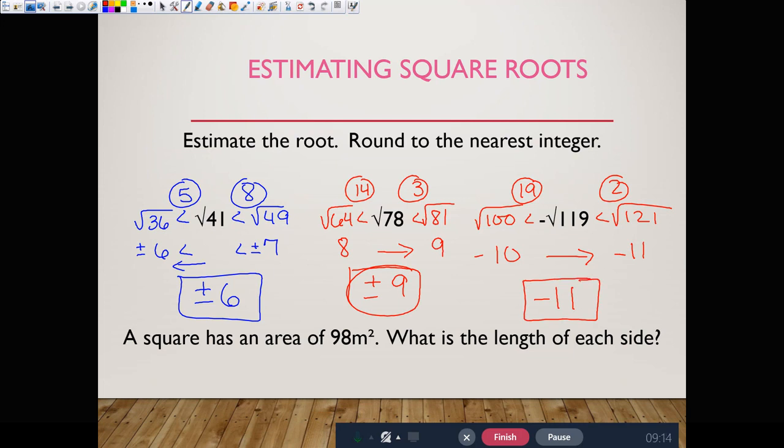Right. A square has an area of 98 meters squared. What is the length of the side? So this one is a little bit different. Because we're looking for length, we're not going to have a negative and a positive. And when we round on length, we would always round down on length. Okay? So we round down on length.